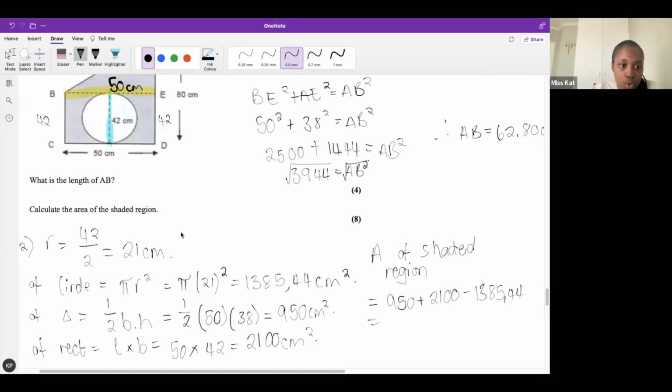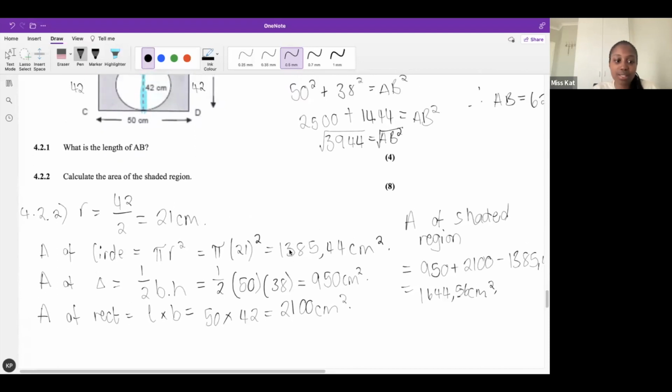So Professor says, oh, let's see. Oh, I didn't miss a question, did I? No. That is 1,644,56 centimeters squared. Oh, that was a beautiful question in my opinion. All 8 marks, guys. I feel like you guys would have been able to get these 8 marks.